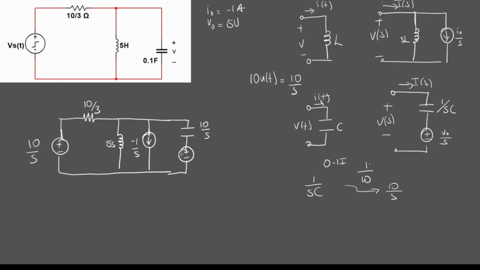10 over S, and this is going to be V0, since V0 is 5 over S, so that's 5 over S volts. Okay, so you can now call this your S domain equivalence. So these are the steps you need to do to start solving.